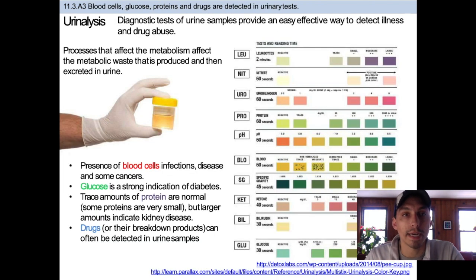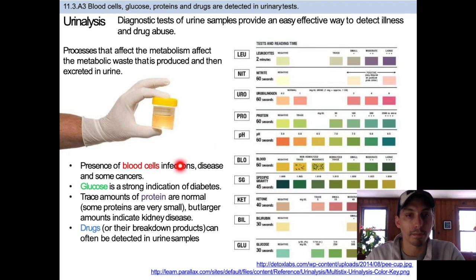And finally, we have urinalysis. So diagnostic tests of urine provide an easy way to test illness and drug abuse. There are many, many things that can be tested in the urine because the body is taking out toxins. Toxins can be things like some drugs, so they can be detected in urine samples. But you can also test other things. So, for instance, we said that you do not want to have any glucose in your urine because you want to maintain that. If I found glucose in urine, that could tell me that there's an indicator of diabetes because glucose is not being properly regulated.